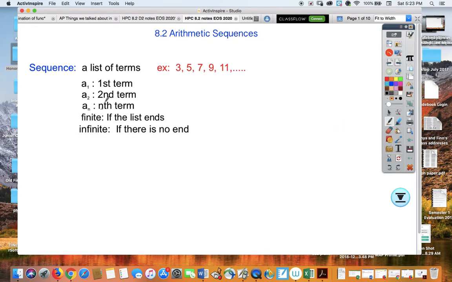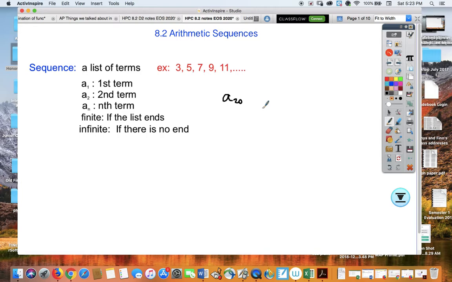So let's just get started. A sub 1, that denotes the first term. A sub 2 stands for the second term. A sub n can be whatever I want it to be. So my nth term could be 20, and then I would have an a sub 20.